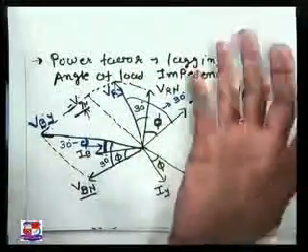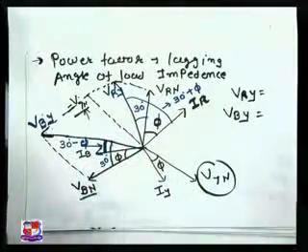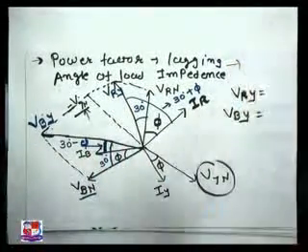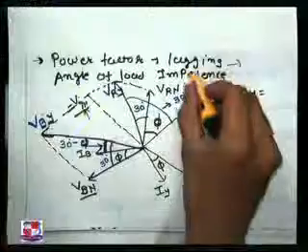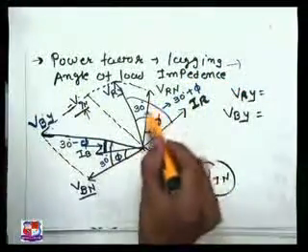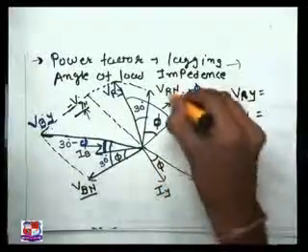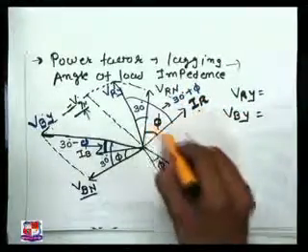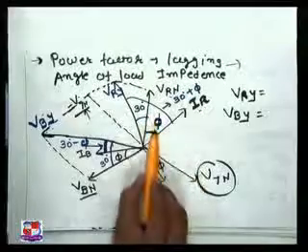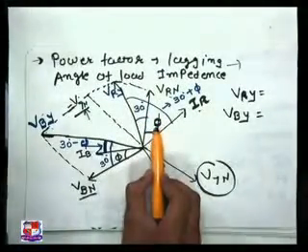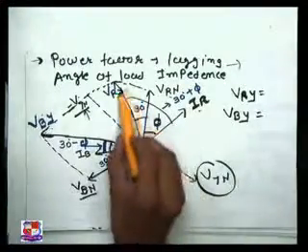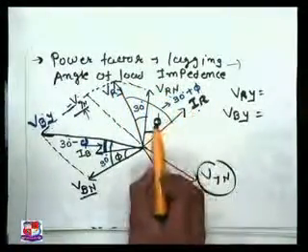The next topic, our next theory, is when the power factor is leading. So what is the effect when the power factor is lagging, and what is it when leading? When the power factor is lagging, the angle between VRN and IR is phi, measured clockwise.